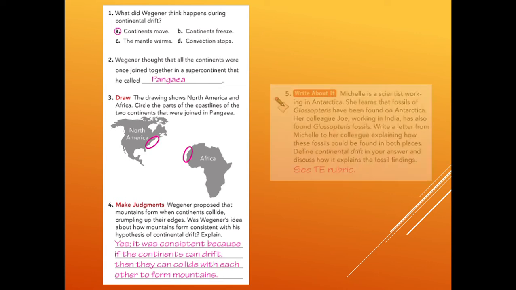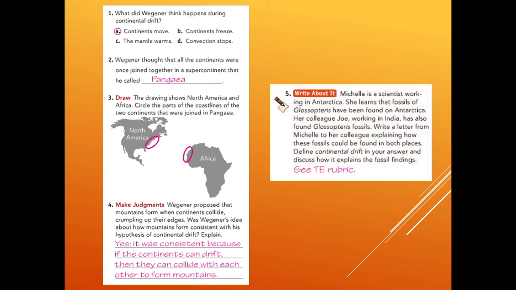Okay, we have number 5. Write about it. Michelle is a scientist working in Antarctica. She learns that fossils of Glossopteris have been found in Antarctica. Her colleague Joy, working in India, has also found Glossopteris fossils. Write a letter from Michelle to her colleague explaining how these fossils could be found in both places.